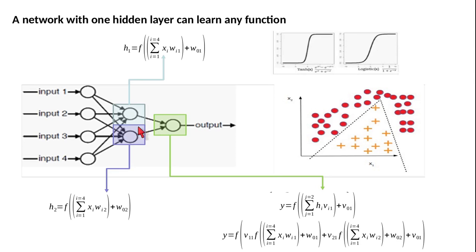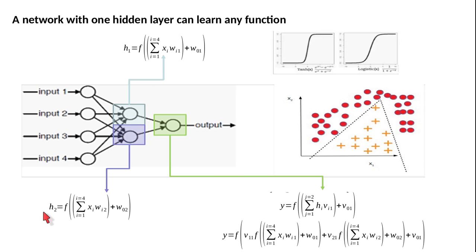Similarly, the output from node number 2 in the hidden layer is given by h2 is equal to f of the sum for i equal to 1 to 4 of xi wi2. So the subscript 2 refers to node number 2 in the hidden layer, plus w02. And w02 is the bias associated with node number 2 of the hidden layer.